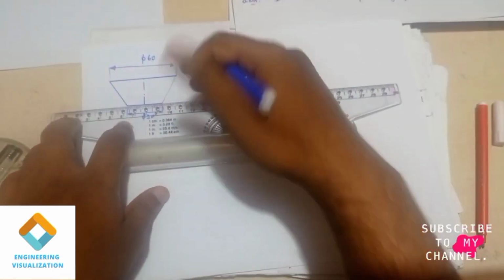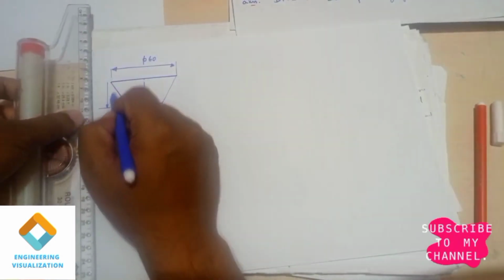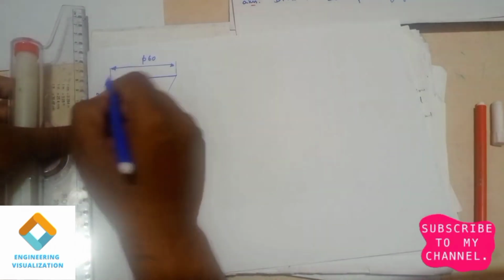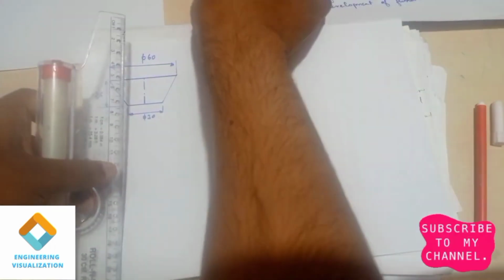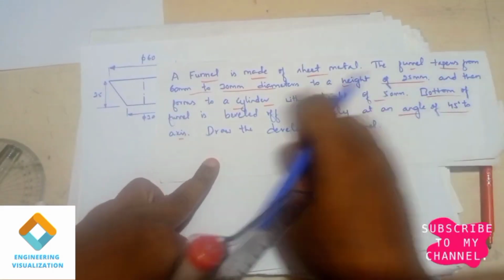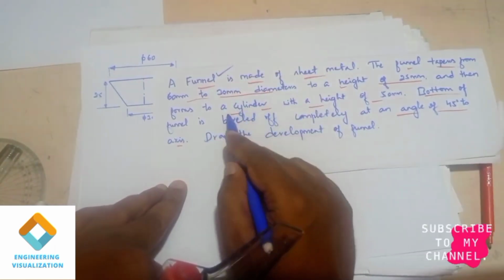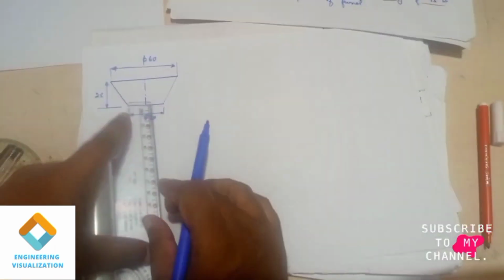So after showing dimensions, the height also I'll show. The height is 25 mm. Now the lower part, it is a cylinder. Okay, a cylinder with a height of 50 mm. So the funnel is done. Cylinder of height 50 mm.